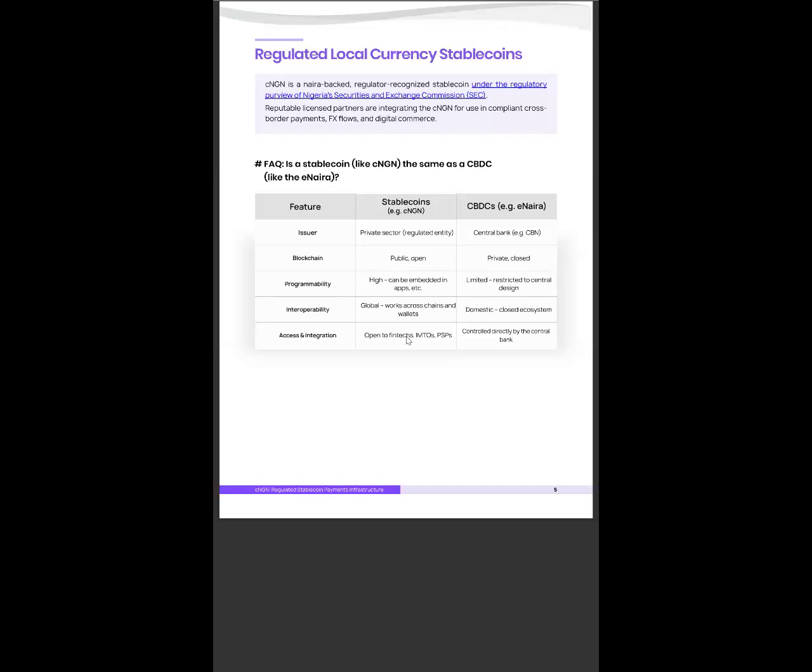Right. So as far as platforms, there are a number of platforms. In Nigeria, I'm aware that Busha, Quadax, I'm aware Roku has deployed cNGN. Zen Finance has deployed cNGN.